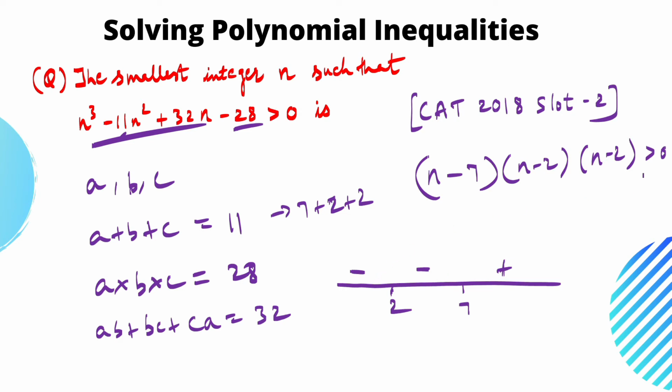Here we are asked to find out the greater than 0, so consider only the positive part. We are asked to find out the smallest integer n. So apart from 7, after 7, what is the smallest integer? The smallest possible integer is 8. So 8 is our answer. Let us move on to the next question.